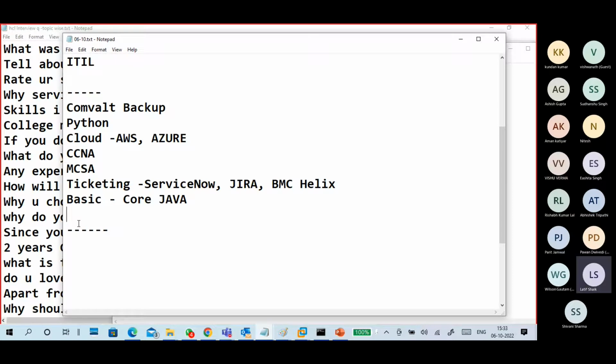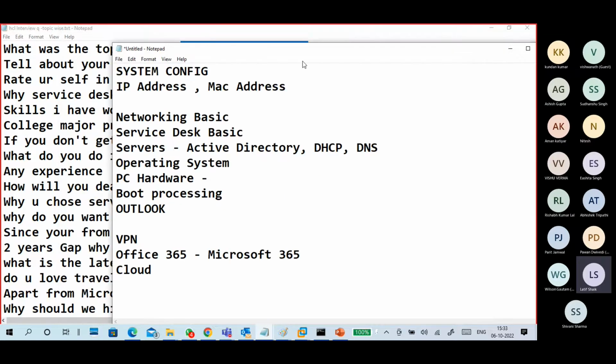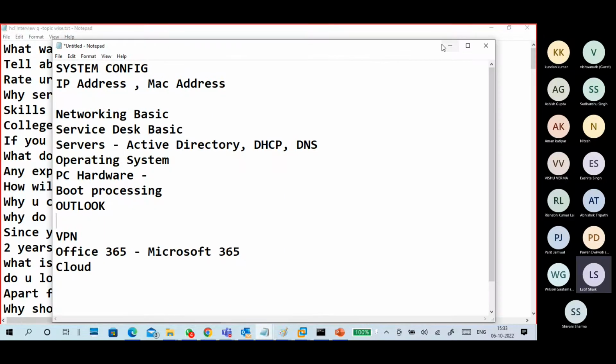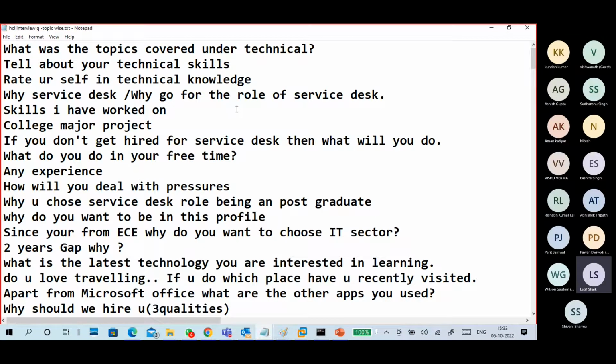If you know a particular thing and you are very confident, and can answer any question from any corner, then you can say you have knowledge of that particular thing. Do not add unnecessary things just to show you have knowledge. But if you have knowledge, you can mention it, no problem. Next one is, you belong to different backgrounds.